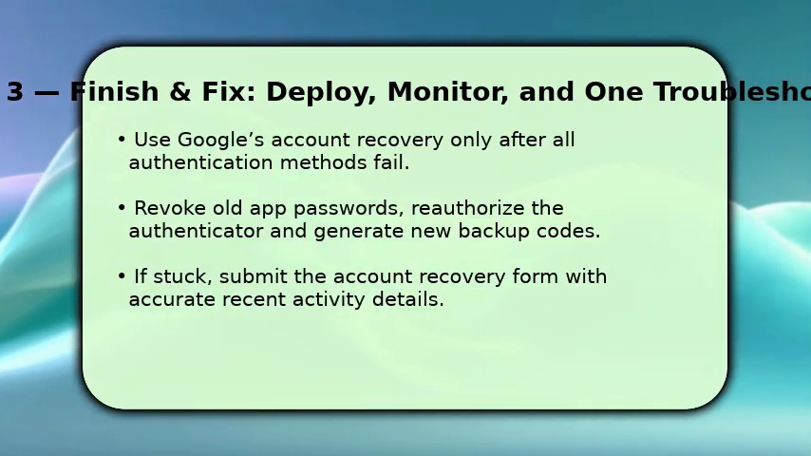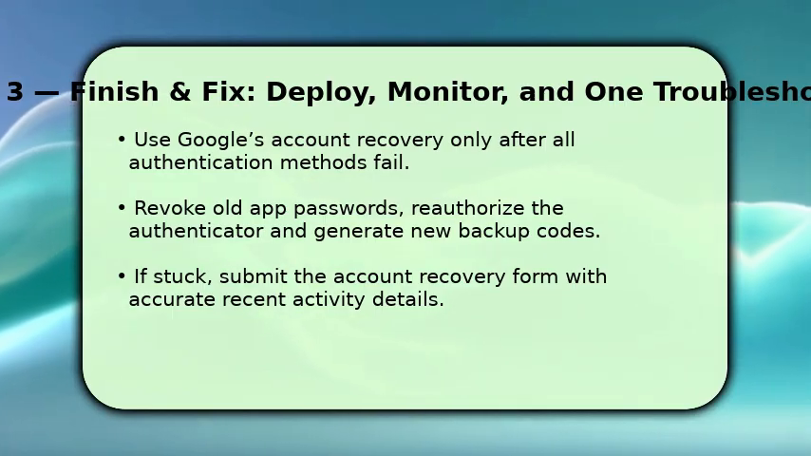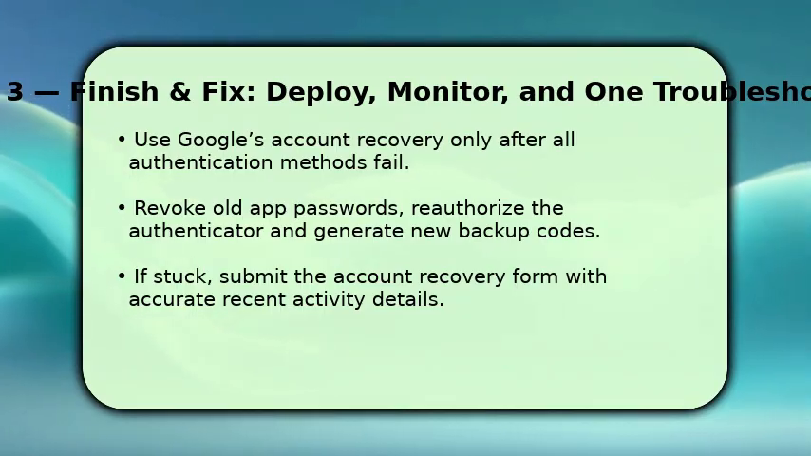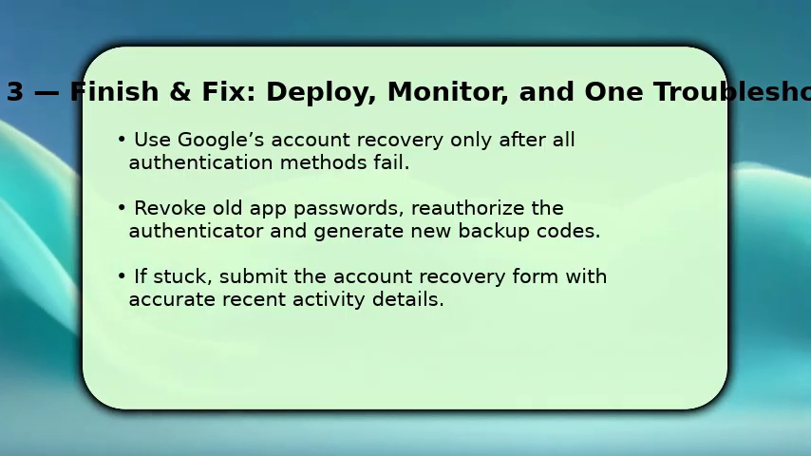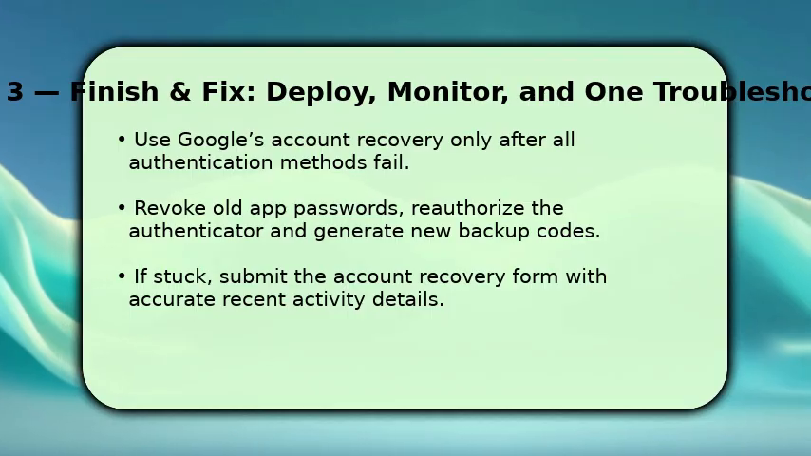This proves account ownership. Once restored, revoke old app passwords, reconfigure the Authenticator app, and immediately generate new backup codes. Store them somewhere secure. Make sure two-step verification settings list the phone and device you want. If you still have issues, try recovery again with more precise details, because accuracy increases success.